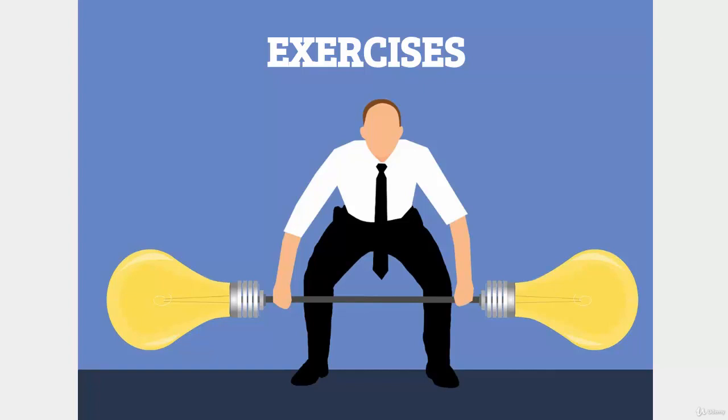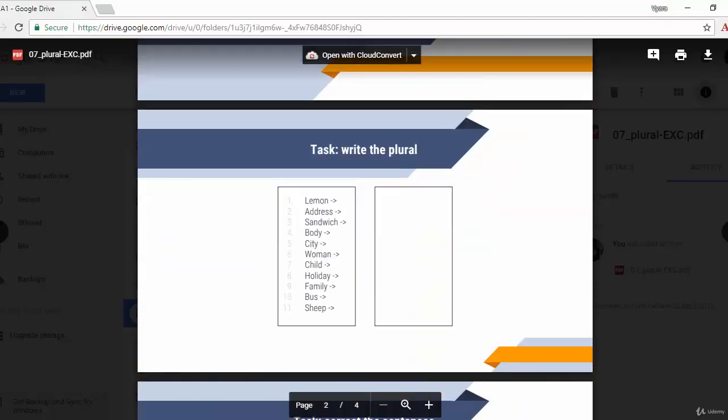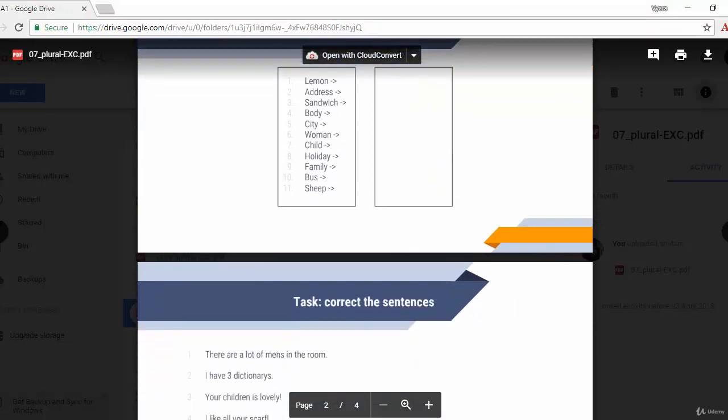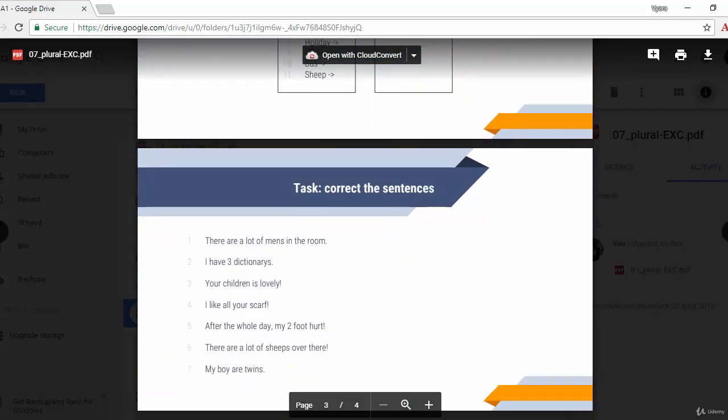Exercises, let's check the PDF. The first exercise, you need to write the plural. The words are in singular, you need to write the plural. And the second exercise, there are mistakes in the sentences, you need to correct them. So in the next lesson, you will find the answers, and we will also make a revision of the rules. See you there.